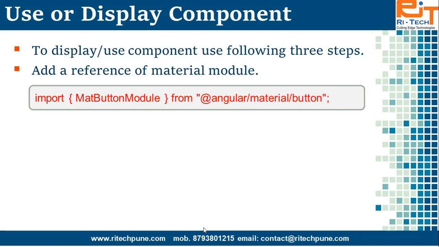For that we need to use import, then the module name, from @angular/material/module. Right now I am showing you how to add a mat button. The button is available in the MatButtonModule. So I'm importing the MatButtonModule from @angular/material/button in your root module. This is the first step that we need to do.